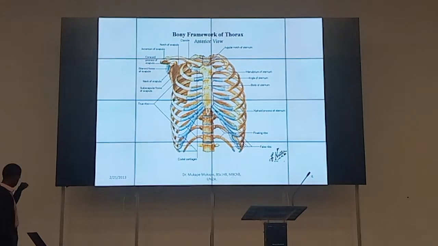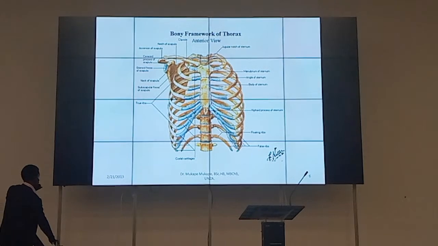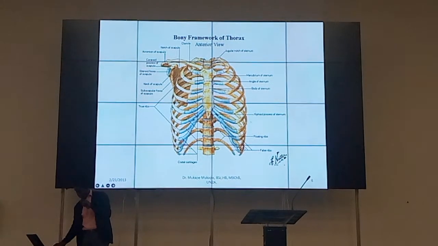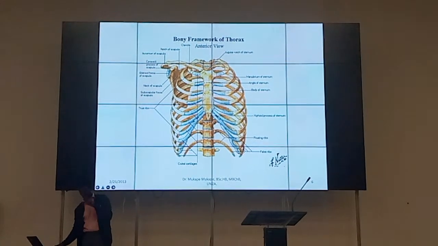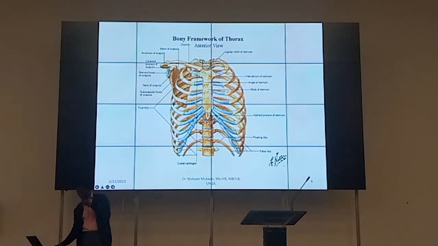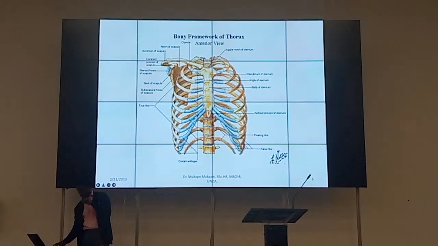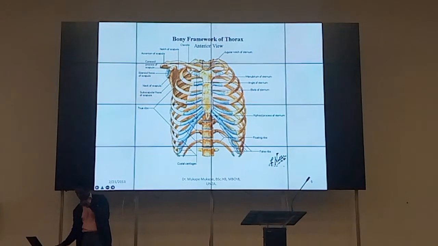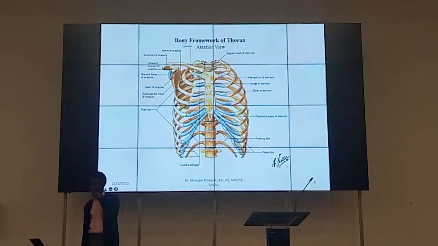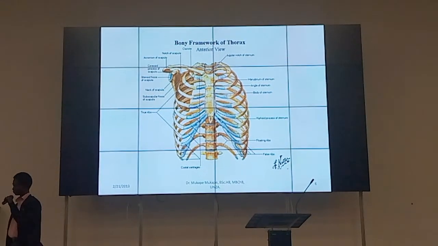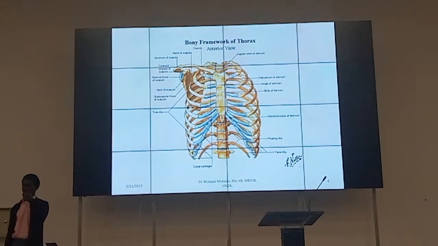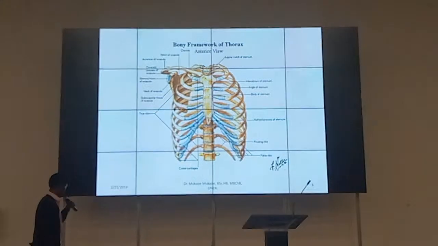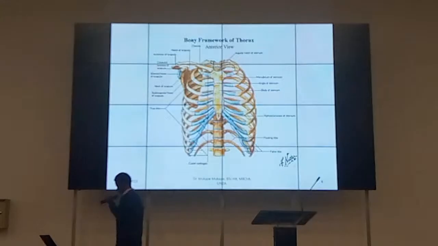Now, when you look at this, the costal cartilages are these ones. So these ones in front of the ribs are holding the rib, the bone part, to the sternum. These are the costal cartilages. These costal cartilages, they are made of what type of cartilage out of those three? Costal cartilages, hyaline. Okay, so costal cartilages, hyaline cartilage.